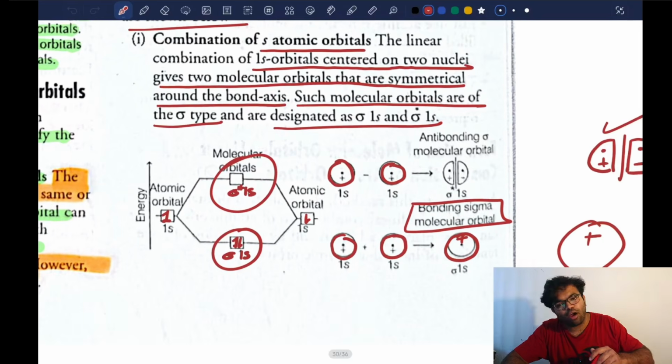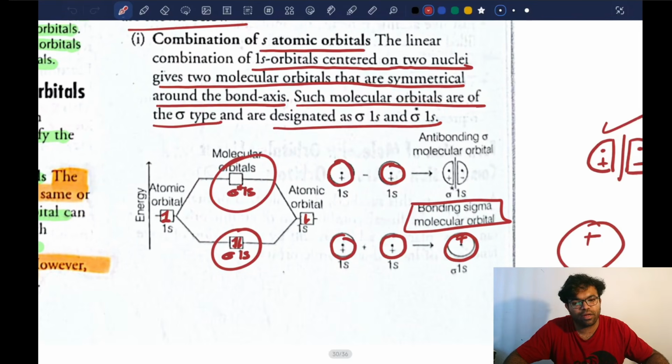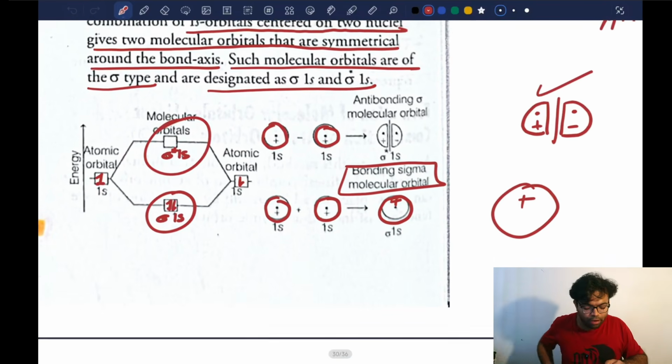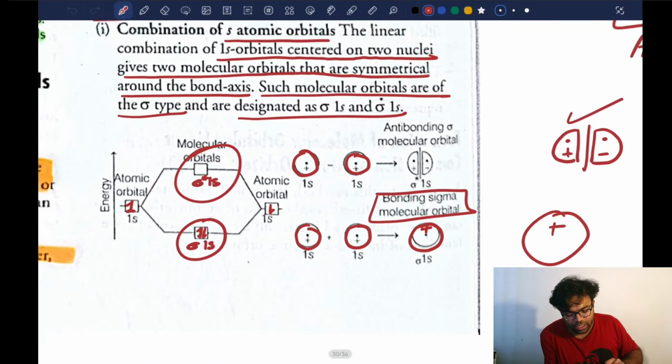So the atomic orbital 1s of two hydrogen atoms come together to form sigma 1s and sigma star 1s. That is one bonding molecular orbital and the other anti-bonding molecular orbital. Till here the story is pitch perfect clear, right? Good. So now this is how the bonding and the anti-bonding molecular orbitals look.